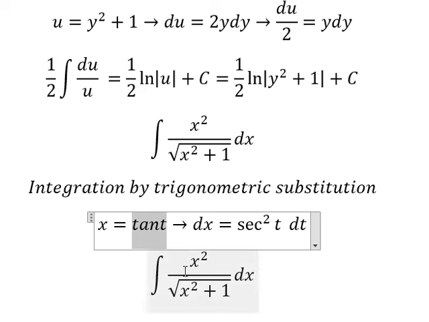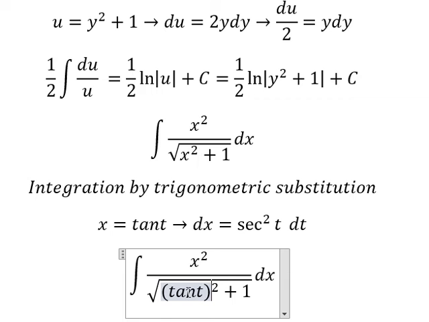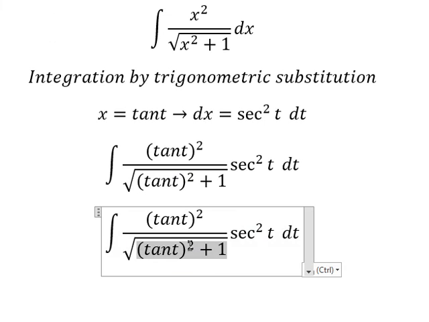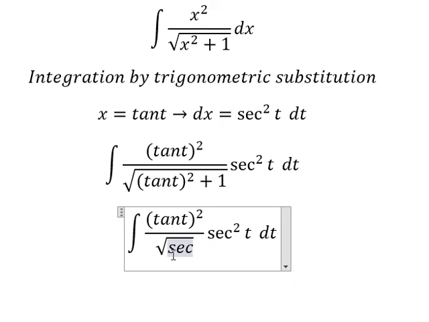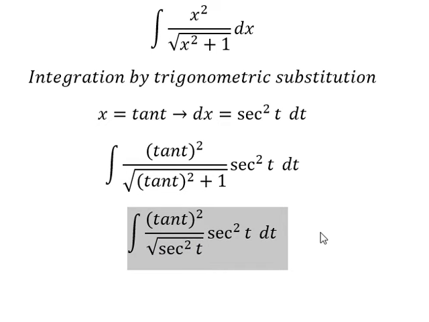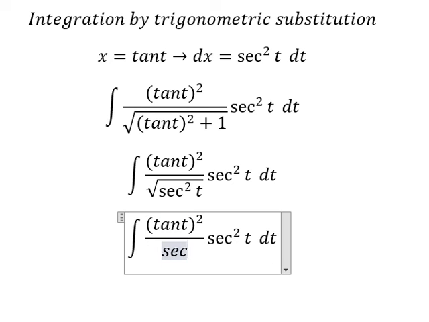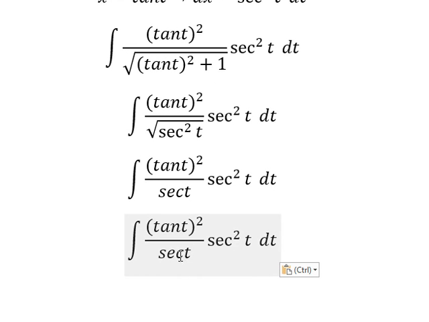So I will put this one gone here and here. Dx we change by this one. So this one you got about secant of t squared. The square root of secant of t squared, you got about secant of t. Later that we simplify secant of t on numerator and denominator.